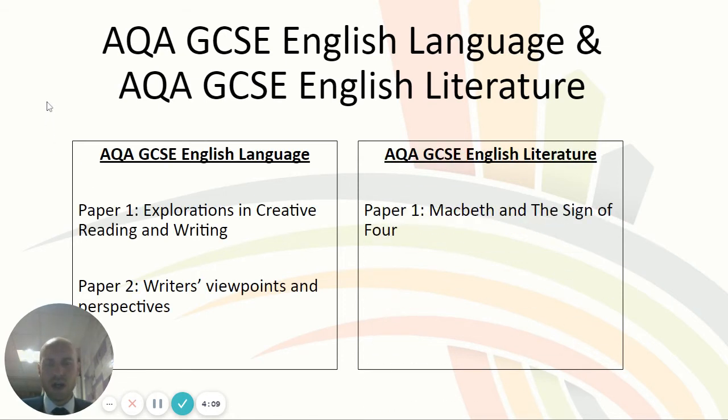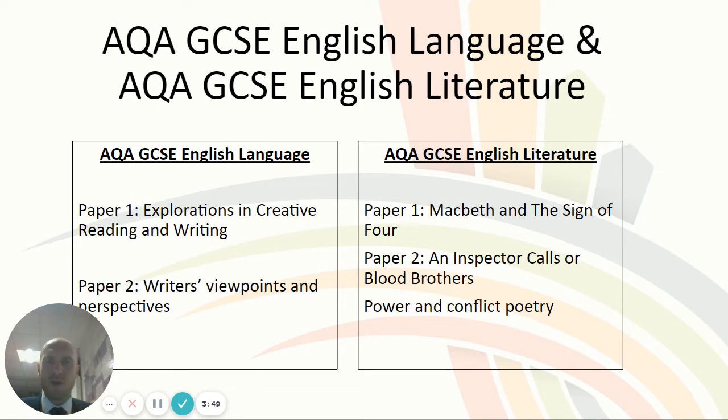In English literature, they would have also studied two papers. Paper one would have looked at Macbeth and The Sign of the Four, whereas paper two, students would have been assessed on their knowledge of An Inspector Calls or Blood Brothers, depending on what they had studied throughout the years, some power and conflict poetry and some unseen poetry. When we came back in September, it was decided that students had missed so much in terms of learning that we would no longer assess students on their knowledge of power and conflict poetry.